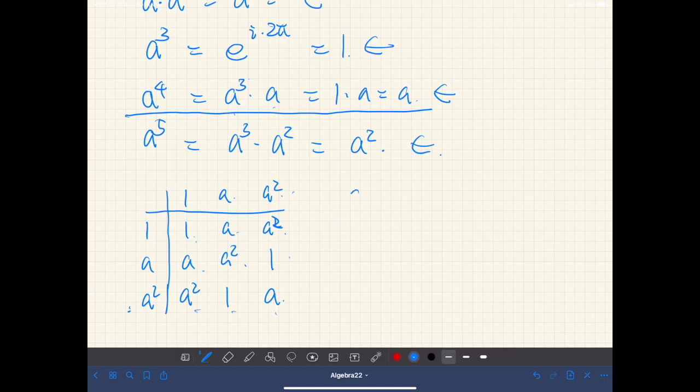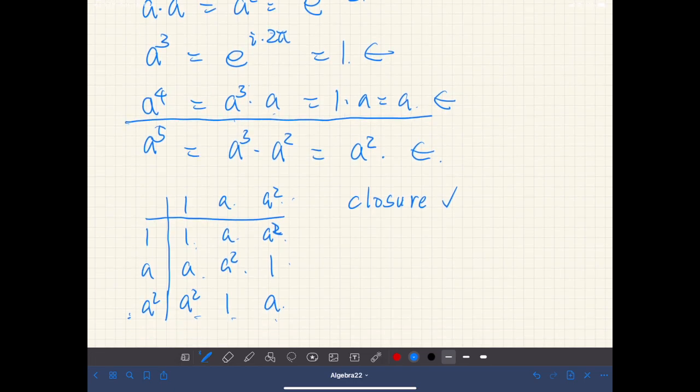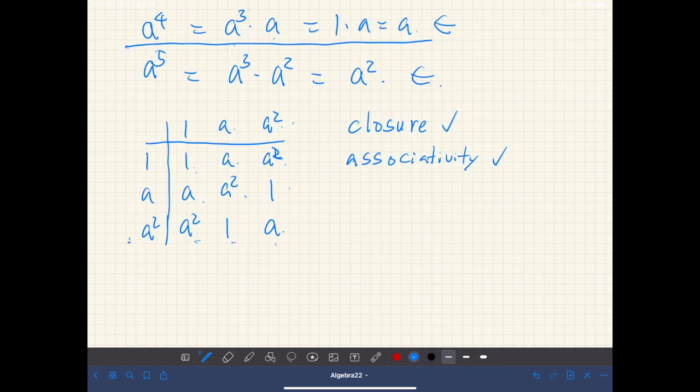So that means the closure condition is satisfied. And associativity is of course satisfied because all the elements are only powers of a. And the identity element is of course 1.